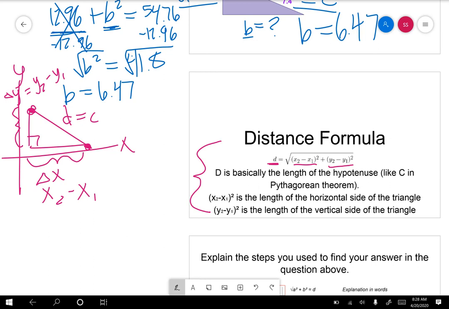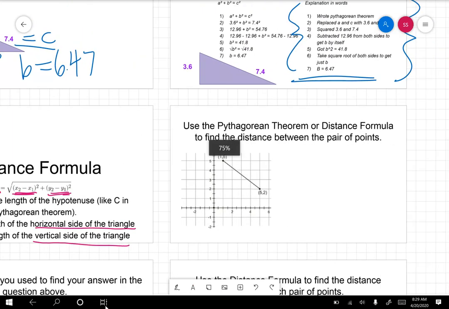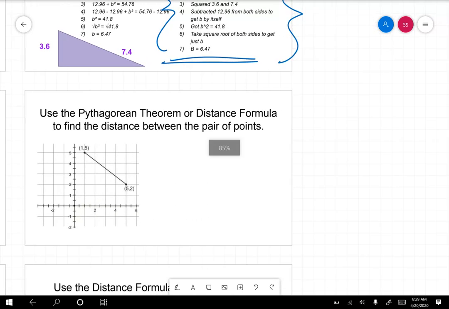Okay, so basically the x1 minus x2 here, that's the horizontal side of the triangle, right? Because it's the distance on the x-axis. y2 minus y1 is the vertical side of the triangle. Okay, that's up and down. All right, so let's go over some examples of distance formula then.